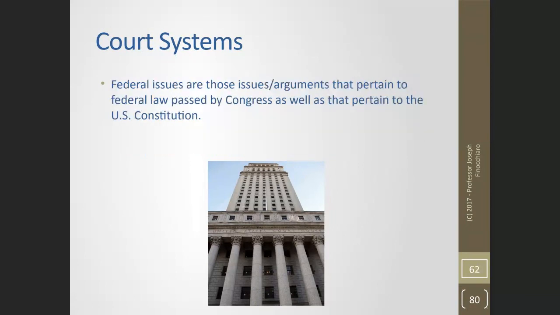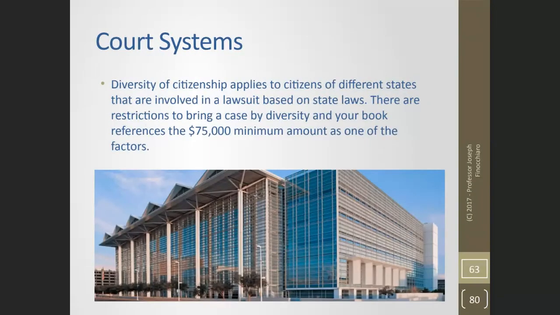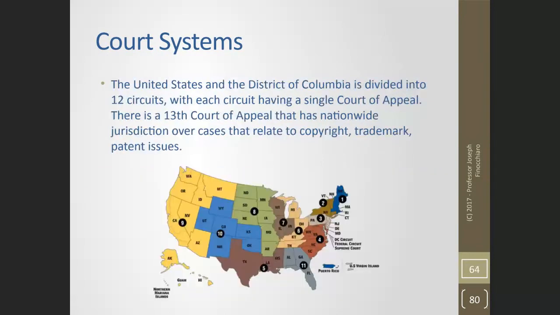Federal issues are those issues or arguments that pertain to federal law passed by Congress, as well as those that pertain to the U.S. Constitution. Diversity of citizenship applies to citizens of different states that are involved in a lawsuit based on state laws. There are restrictions to bring a case by diversity, and your book referenced it, the $75,000 minimum amount, as one of the factors.